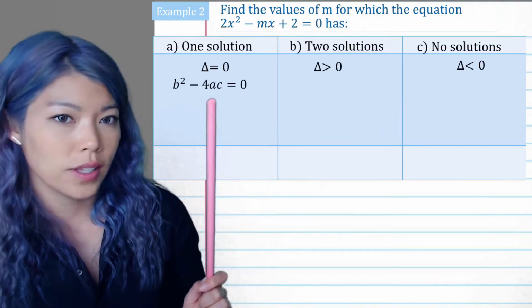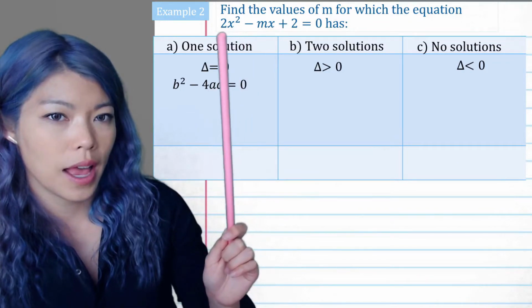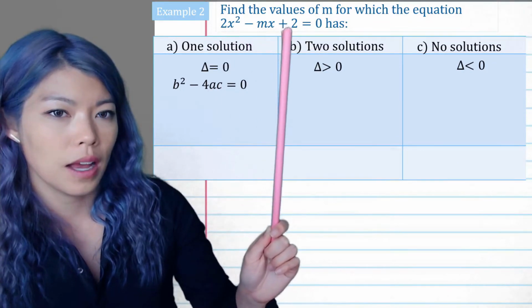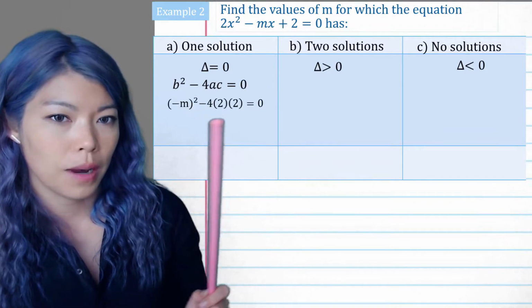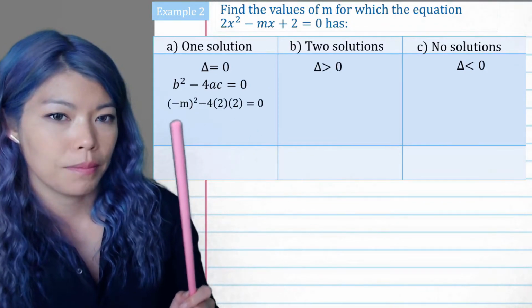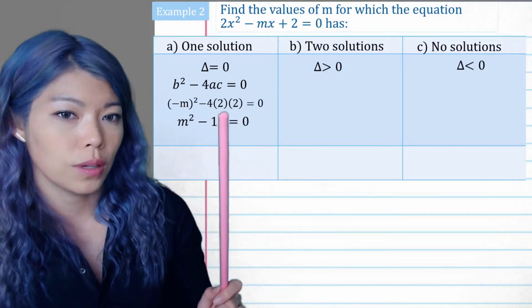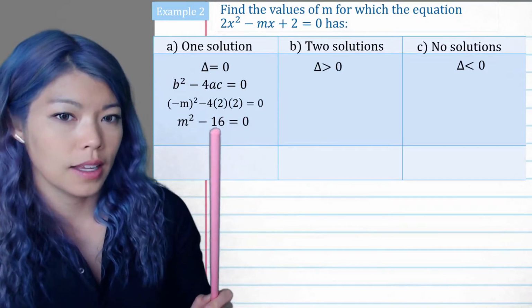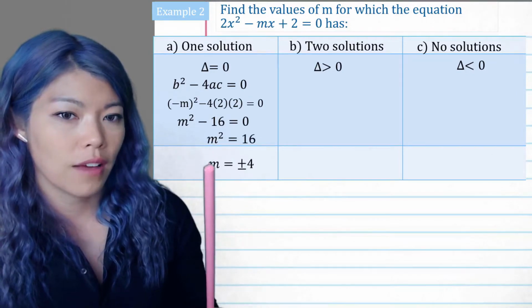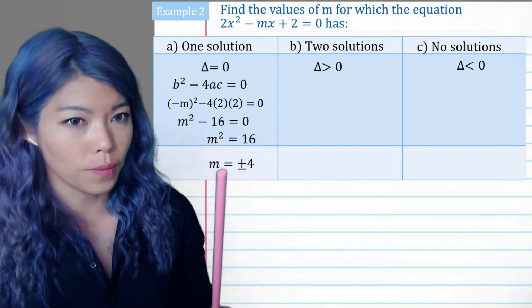b squared minus 4ac. So a is 2, b is minus m, and c is 2. Plugging that in, we have minus m squared, which is positive m squared. Be careful with that. And minus 4 times 2 times 2 is minus 16. So now we bring that 16 over. We have m is equal to plus or minus 4.